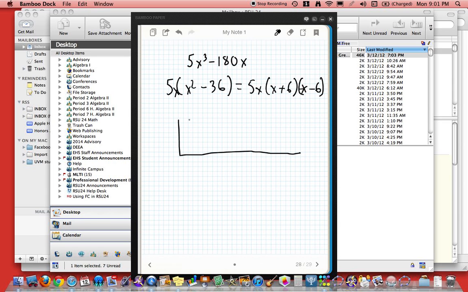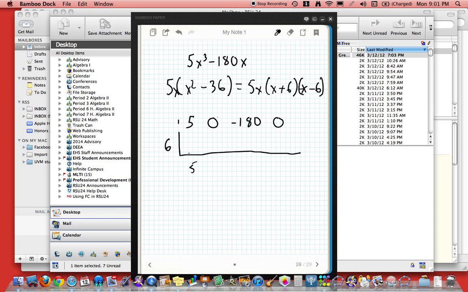Can I just put in 5 and negative 180? It won't work if I do that. You need placeholders, so you have to have a 0. So we're going to have a 5 for the 5x cubed. We have no x squared terms. Then we have a negative 180, and we have no constant term.